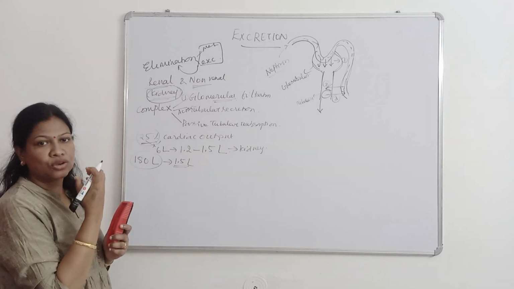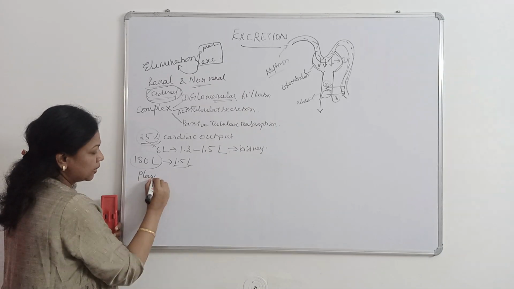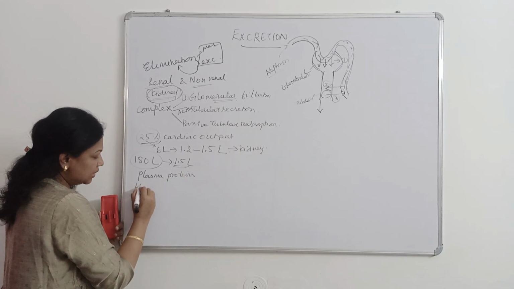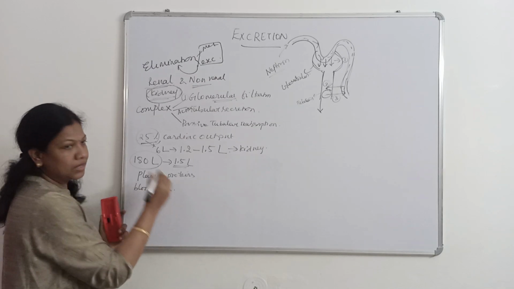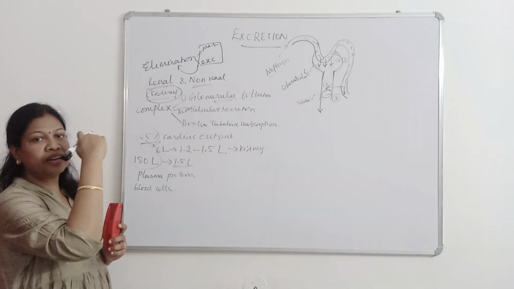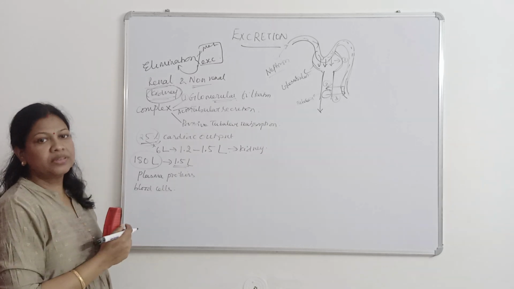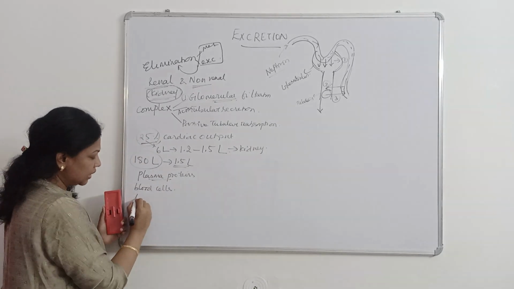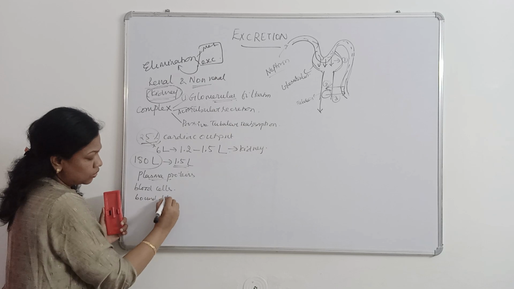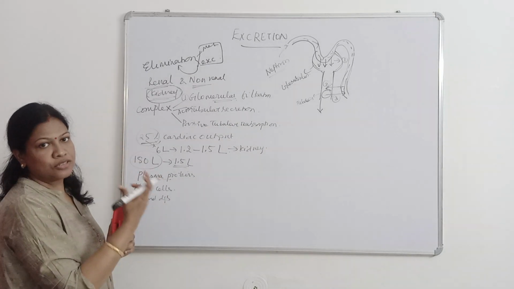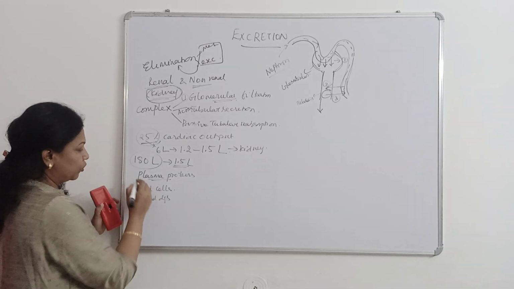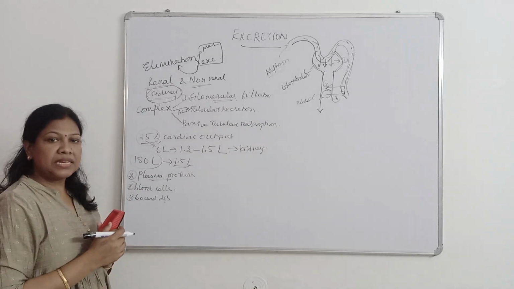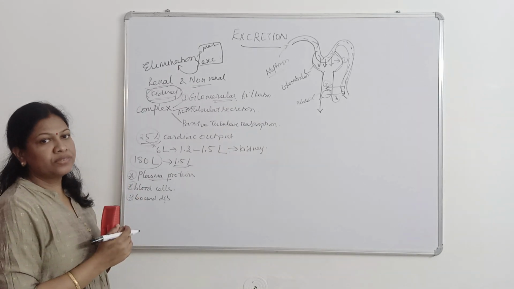The compounds that are filtered through this glomerulus also have some specifications. The pores present in the glomerulus will not allow plasma proteins or blood cells to be filtered. They will be retained and enter the circulation again. Since plasma proteins cannot pass through the glomerulus, even plasma protein bound drugs cannot pass through it. So plasma proteins, blood cells and plasma protein bound drugs cannot be filtered through this glomerulus.